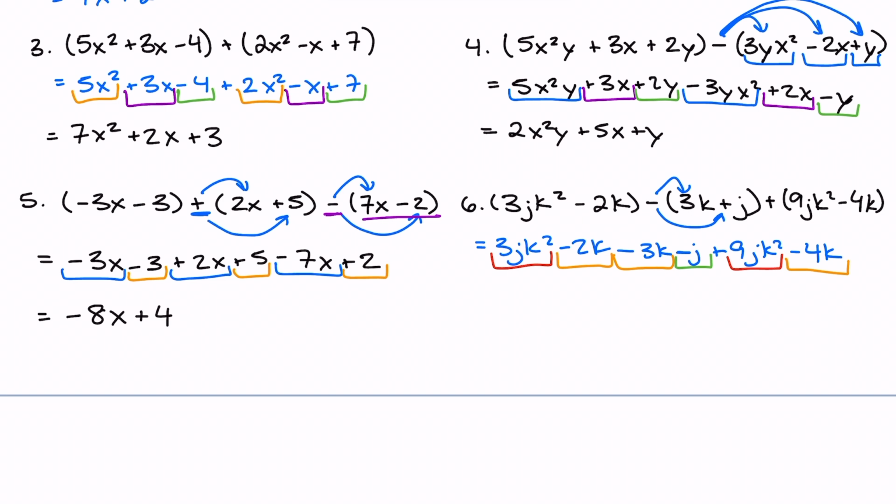So now we can simplify in our next line. So 3jk square plus 9jk square is going to be 12jk square. Negative 4k minus 3k is going to be negative 7k. And then minus another 2k is going to be negative 9k. So negative 9k. And then we also have a negative j. So that would be our answer for question 6.